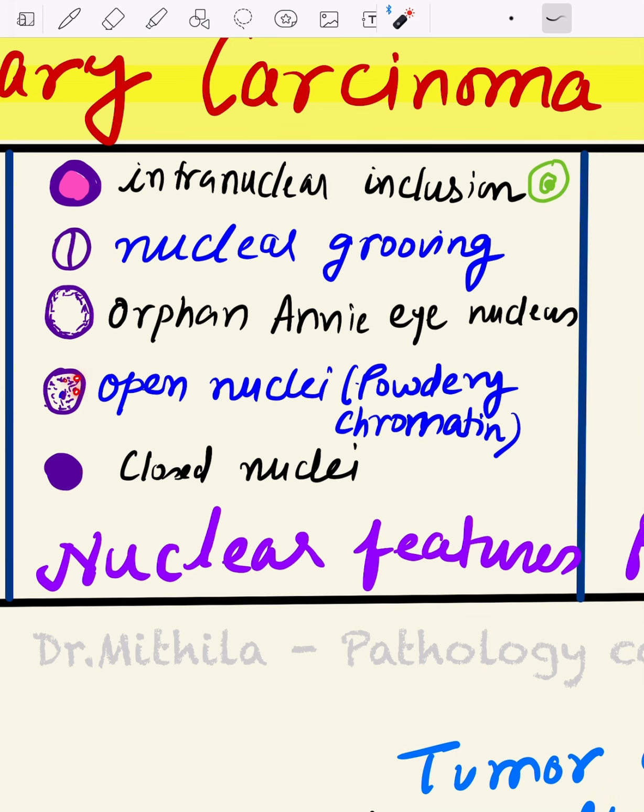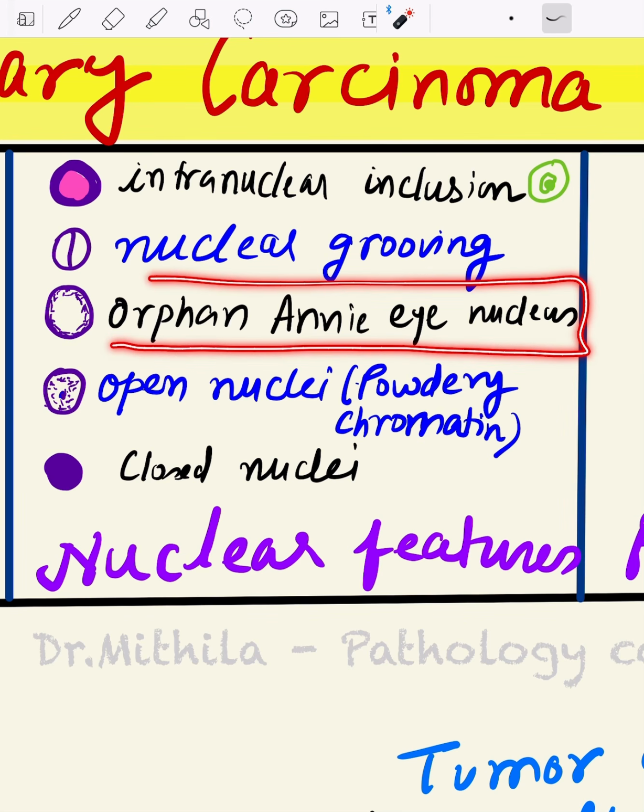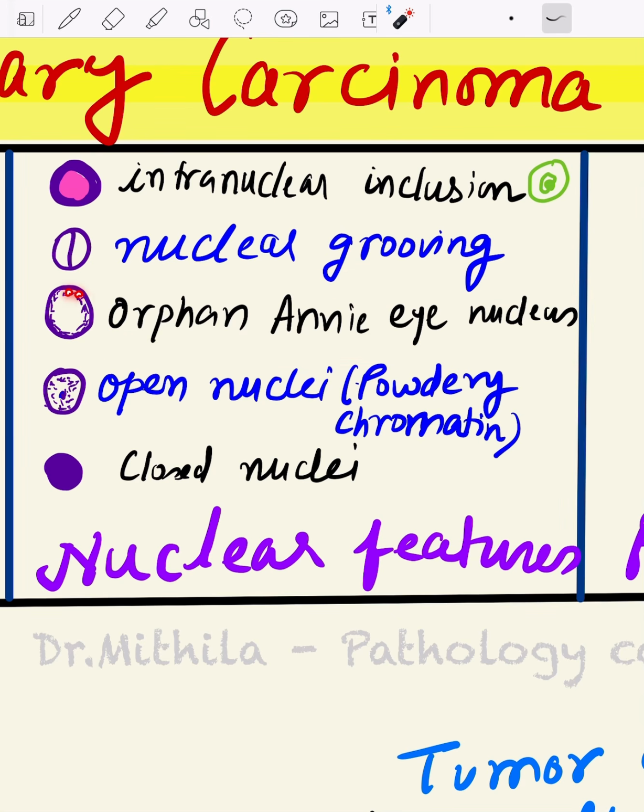So it shows powdery chromatin. So this is active chromatin, that is euchromatin. Then it can be transcriptionally inactive. It is called closed nuclei and consisting of the heterochromatin. And the third most characteristic is the Orphan Annie nucleus, where the chromatin is seen in the margin. So the chromatin is arranged in the margin, and the center part of the nucleus is clear. It shows clearing. So an optically clear nucleus is seen, and its name is famously called Orphan Annie nucleus.